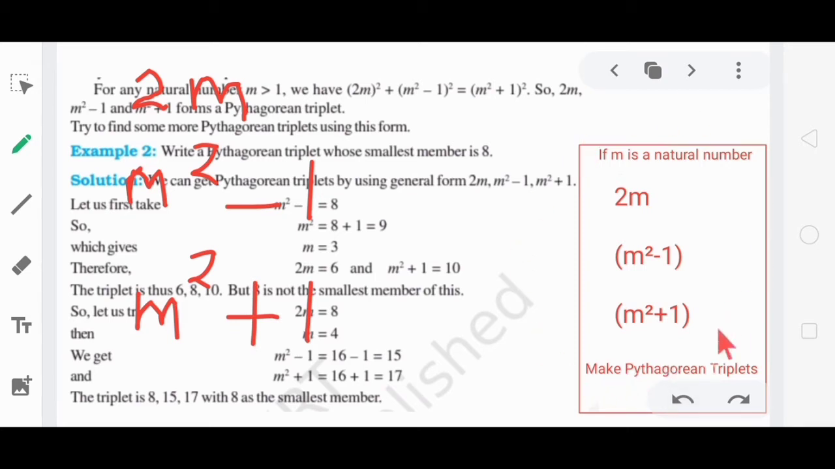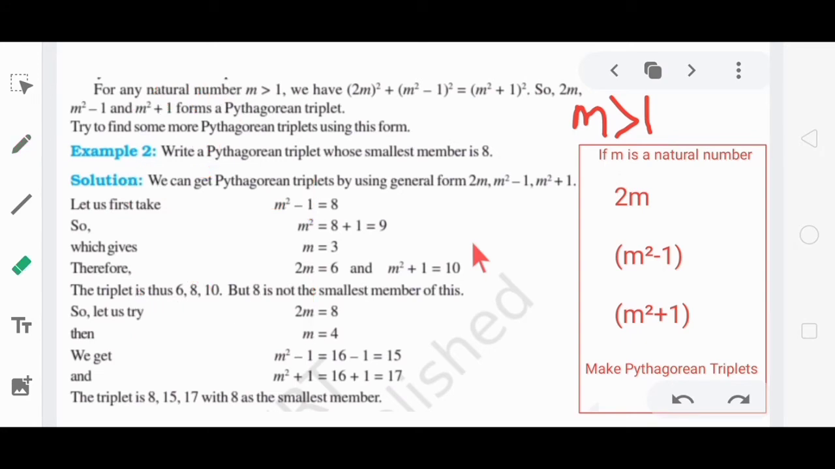Here the formula is given, you can see. If m is a natural number and m is greater than 1, one thing is missing, m is greater than 1. In that condition, this 2m, m square minus 1 and m square plus 1 make a Pythagorean triplet. Students, you can see m square plus 1 is the longest side of the triangle and this 2m is the shortest side of the triangle.